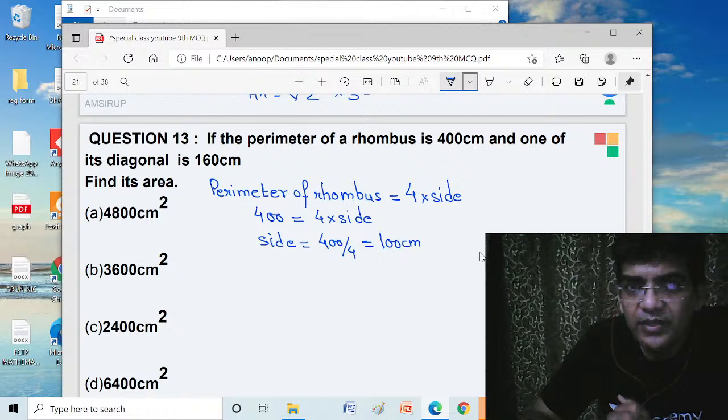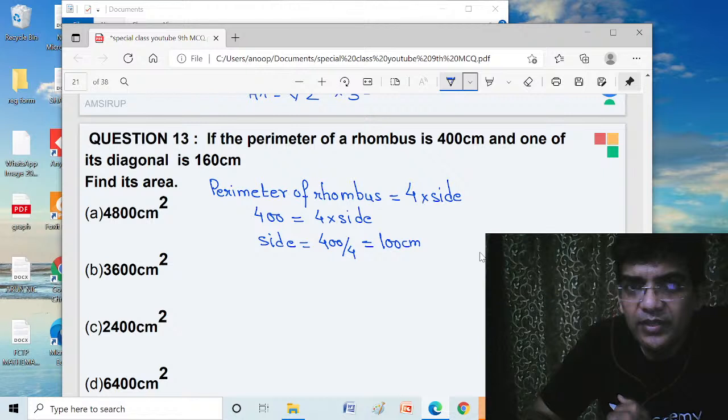Now, see, we divided the rhombus into two parts and both the parts were equal triangles. So I calculated the area of one of the triangles and then I simply doubled it.